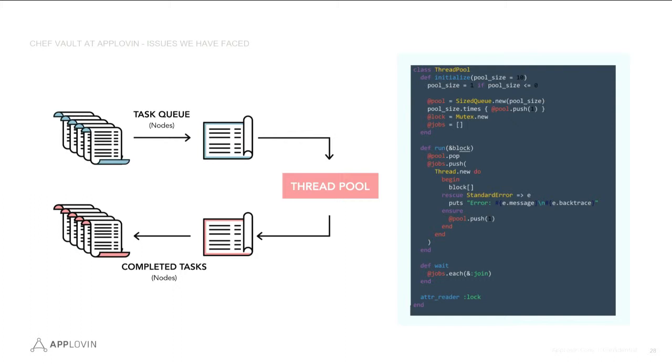So imagine you have multiple nodes trying to access a resource. They would be accessing locks and put into a thread pool. And as they complete their operations, they would then be put into a completed list.